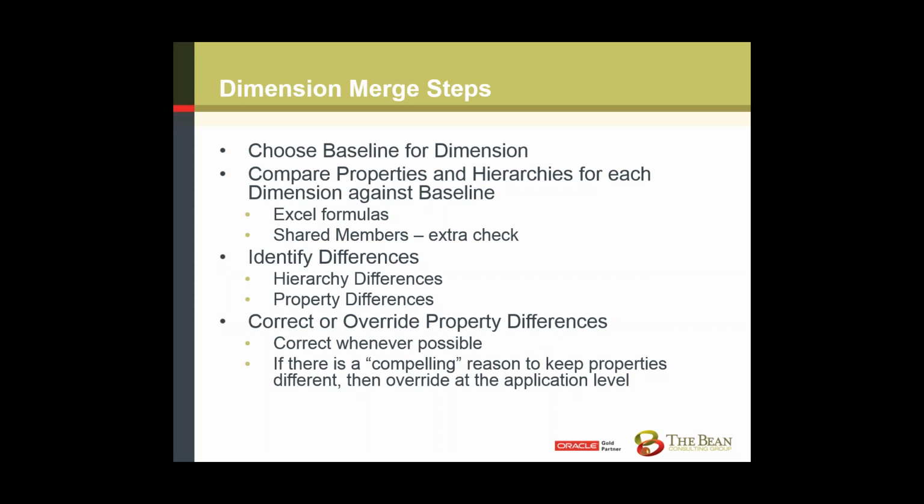So we picked one planning application account dimension. That's our baseline. We then compared that account dimension against the other planning application account dimension, then against the HFM account dimension, and then against the ASO and BSO Essbase account dimensions. As we did that, we identified where there were any differences. And we did this all in Excel.